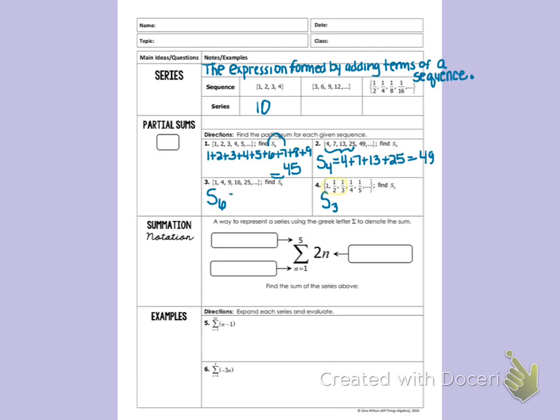So hopefully you recognize that this pattern was the perfect squares, 1, 4, 9, 16, 25. So the next one was 36. And then we add up the first 6, and that's 91. So 91 would be the sum of the first 6.